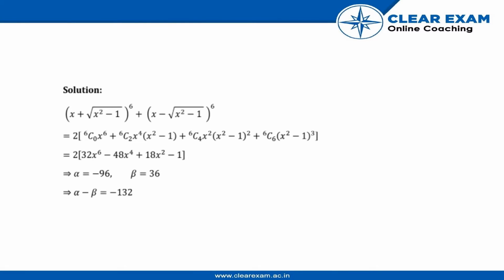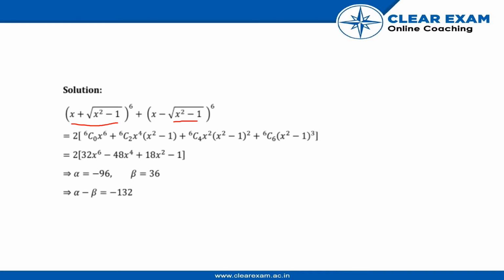Okay, so here in this we have two binomial terms raised to the power 6, x plus under root of x square minus 1 and x minus under root of x square minus 1. So if you see, basically the root is the same, only here we have a plus, here we have a minus sign.